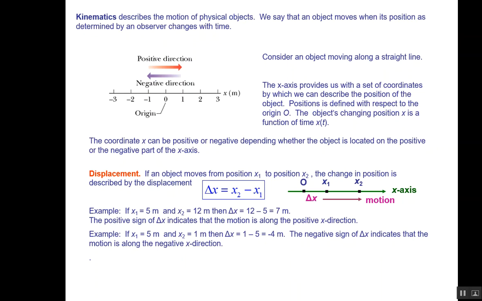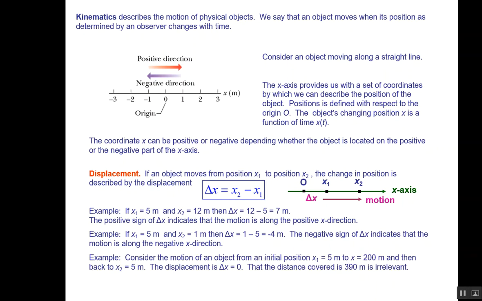Let's swap it around a little bit. x1 is 5 meters and x2 is 1 meter. Then our displacement is 1 minus 5, or negative 4 meters. The negative sign on delta x indicates that the motion is along the negative x direction.